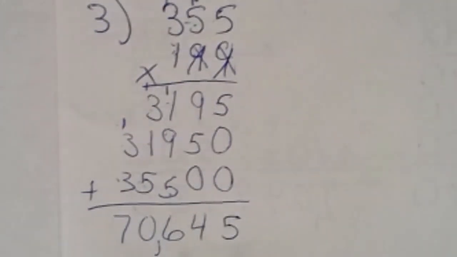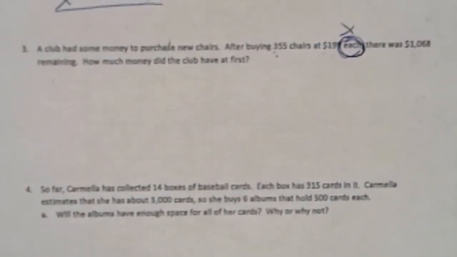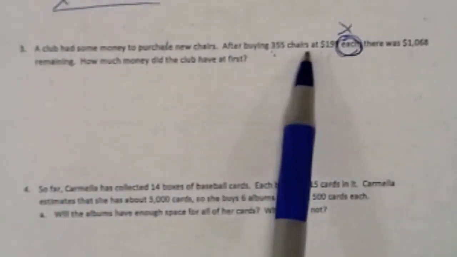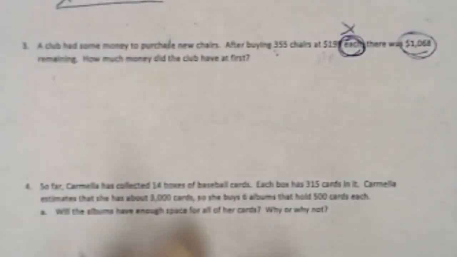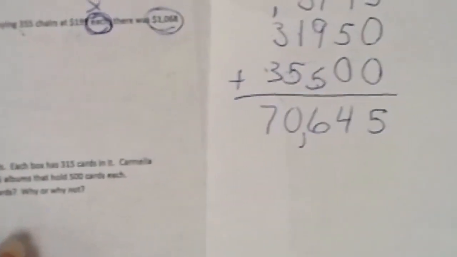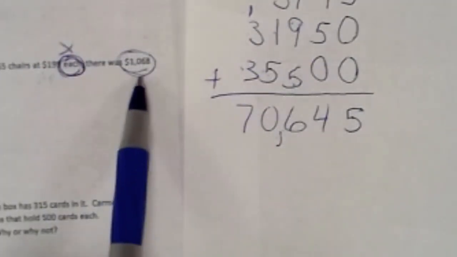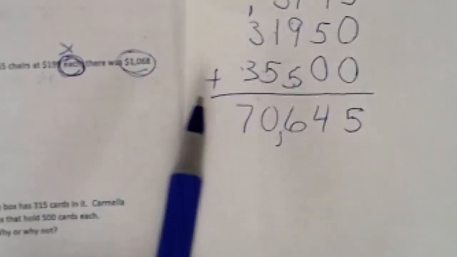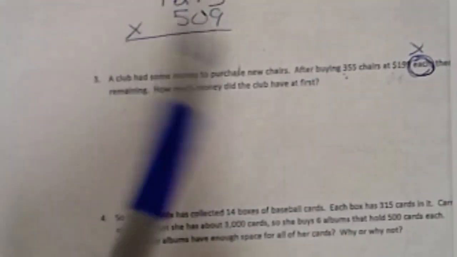This is how much the 355 chairs cost. The problem said after they bought all these chairs, this amount of money was remaining. So if they spent this much money, and this much money was remaining when they were done, we need to add these two together to see how much they had at first.